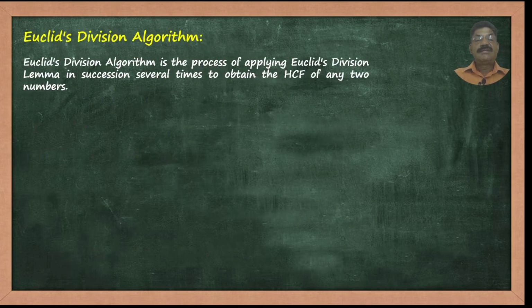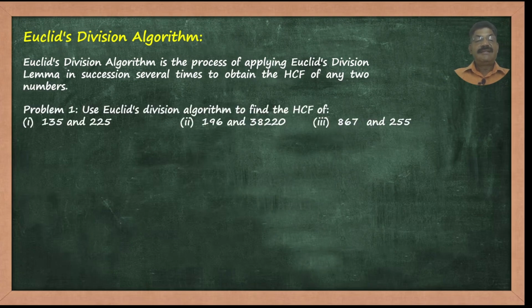What is Euclid's division algorithm? Euclid's division algorithm is the process of applying Euclid's division lemma in succession several times to obtain the highest common factor of any two numbers. So that is one advantage of Euclid's division algorithm. Earlier, we found HCF using prime factorization, but here is another method which is comparatively simple.